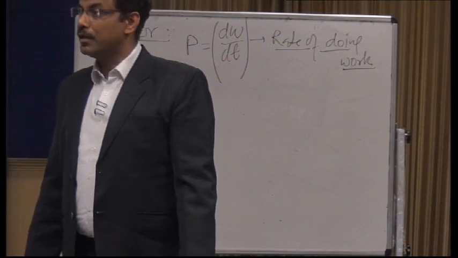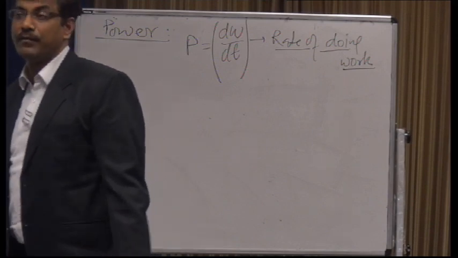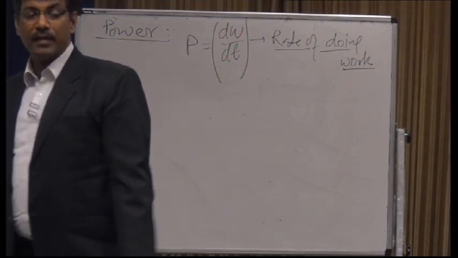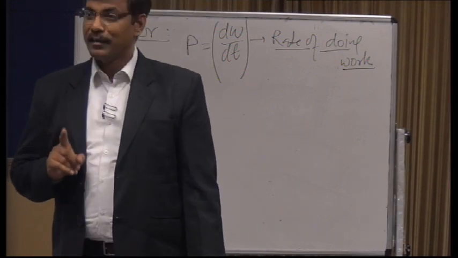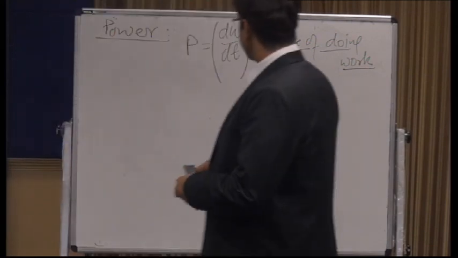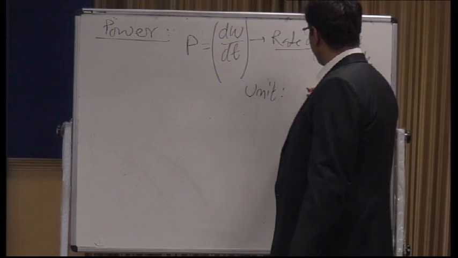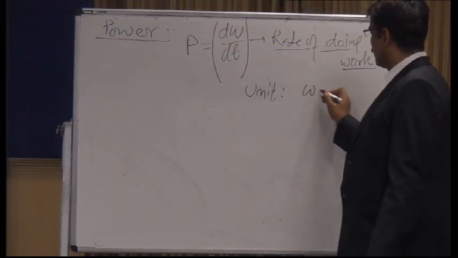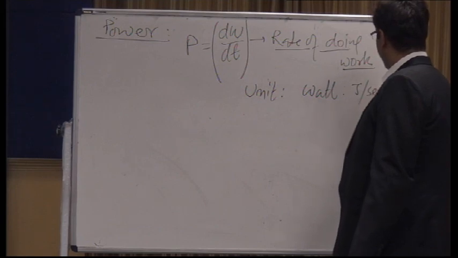So if a machine is powerful, if a man is powerful, if an agency is powerful, if a child is powerful, then that machine is going to deliver a lot of work, but don't forget, in a shorter time duration. Is that understood? That means the unit is going to be watt, or joule per second.